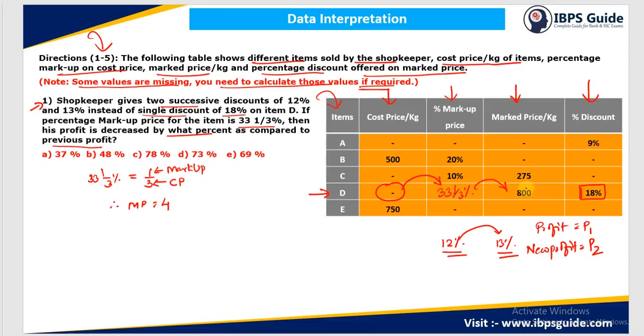Okay, now we already know the value of mark price. Mark price is 800. So one part will be equal to 200. Now if one part is 200, our CP is 3 parts, so CP will be 3 parts, that is 600.